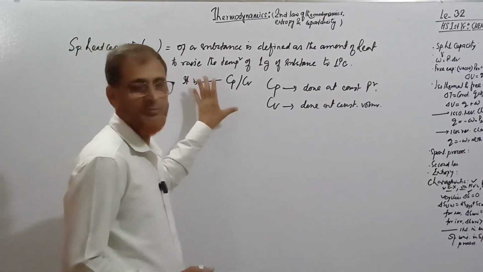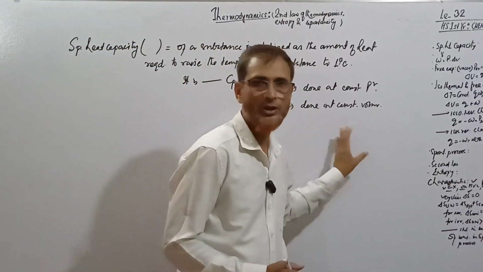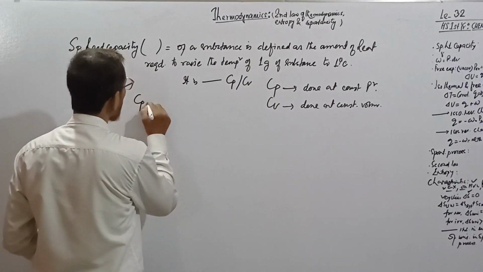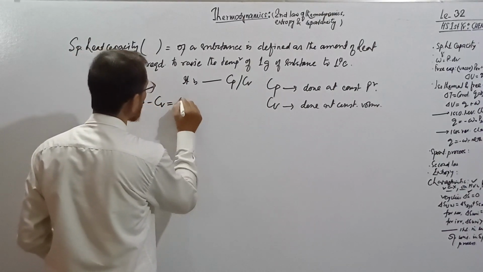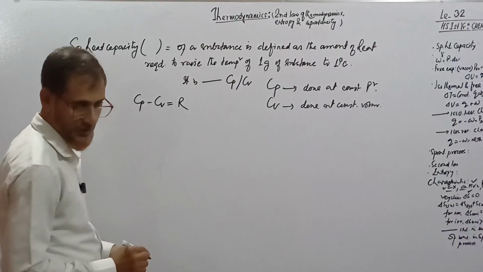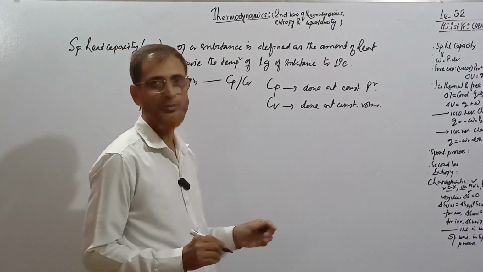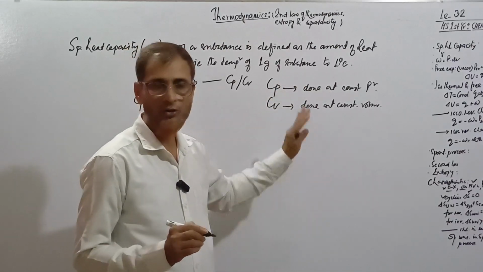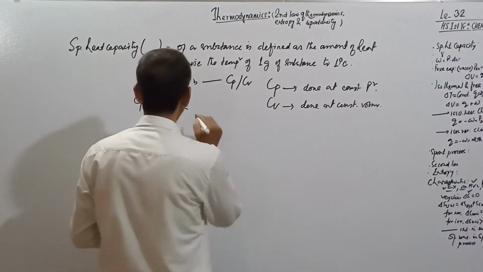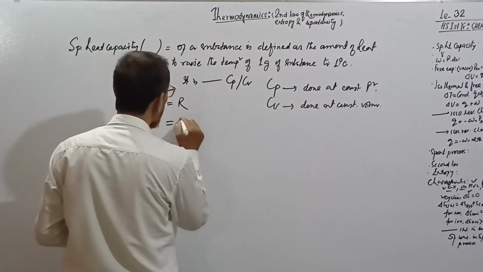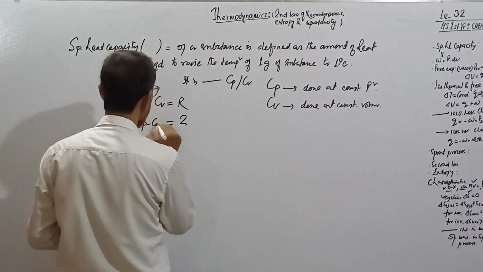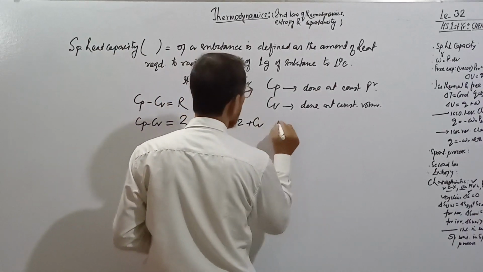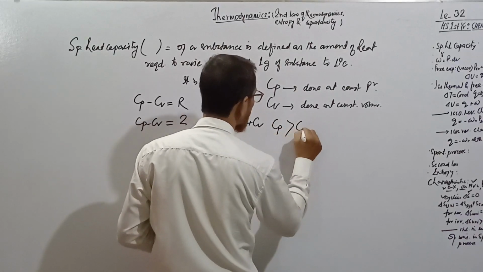In your book, Cp minus Cv is very nicely derived. I am not going into the details of this one, please go through it. The relation is Cp minus Cv is equal to R, where R is the gas constant. The value of R is 8.314 joule per mole, or 2 calories, or 0.082. There are lots of values, but here we will assume the calorie value, 2 calories. So Cp is equal to 2 plus Cv, that is, Cp is greater than Cv.